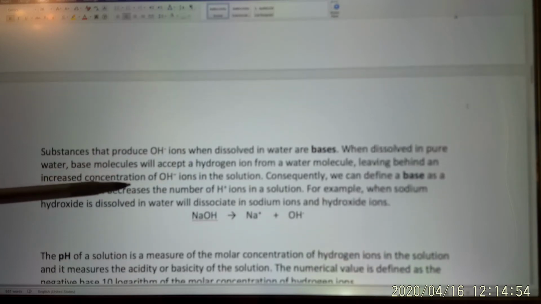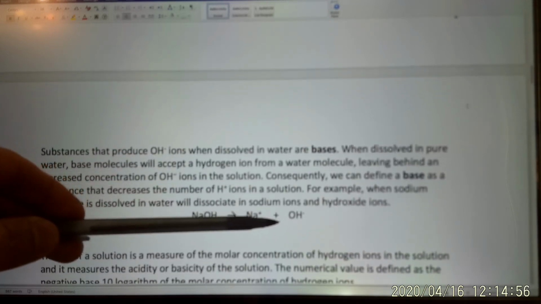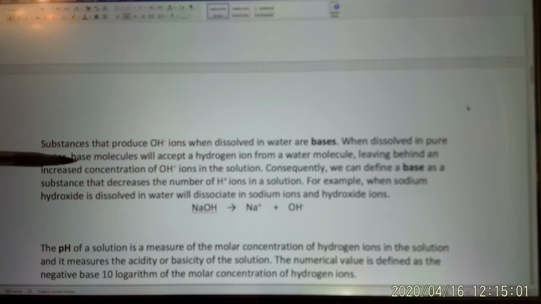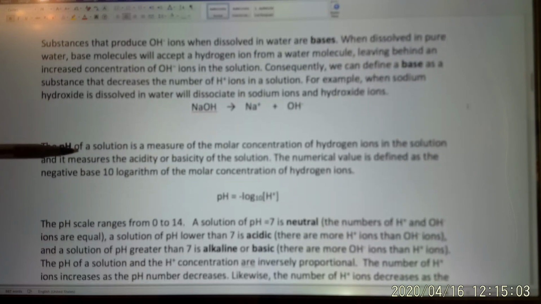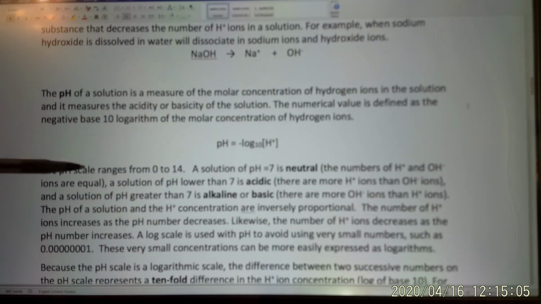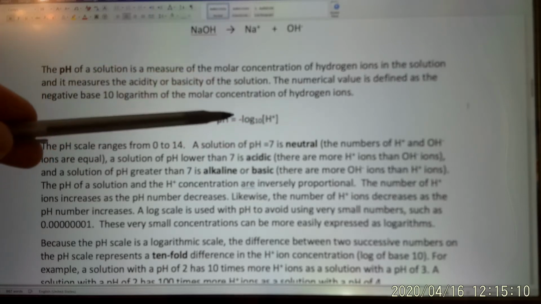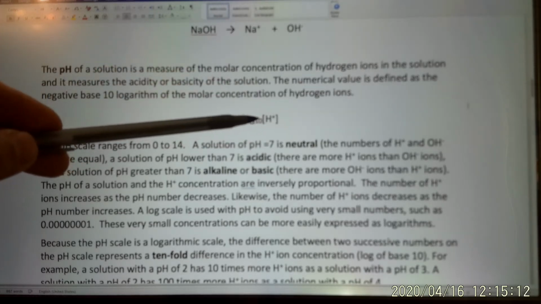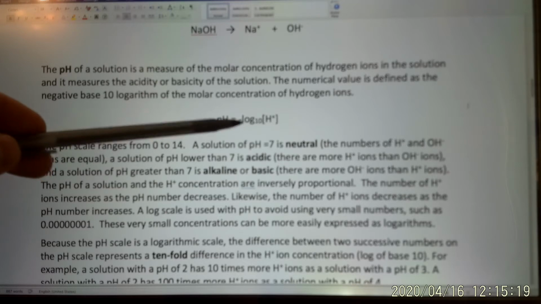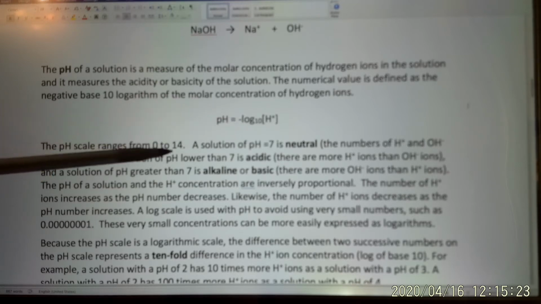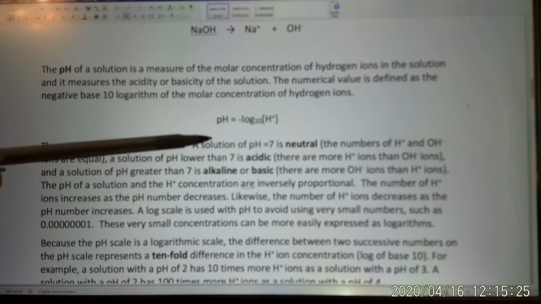And for a base, it creates OH, so the more OH, the more basic the solution is. To measure how acidic a solution is, we use the pH scale. It's calculated as the negative log of the concentration of hydrogen. It's a log scale, so it's based on 10, not on 2. The scale gives you a number between 0 and 14. Water, for example, has a pH equal to 7.